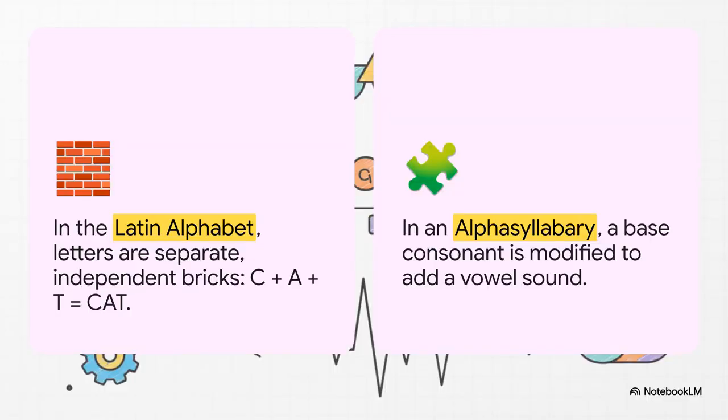With the Latin alphabet, letters are like Lego bricks. They're separate individual things you just line up. C-A-T, cat. But in a system like Telugu, it's a totally different game. The consonant is the core, and the vowel is something you add onto it, like a modification.